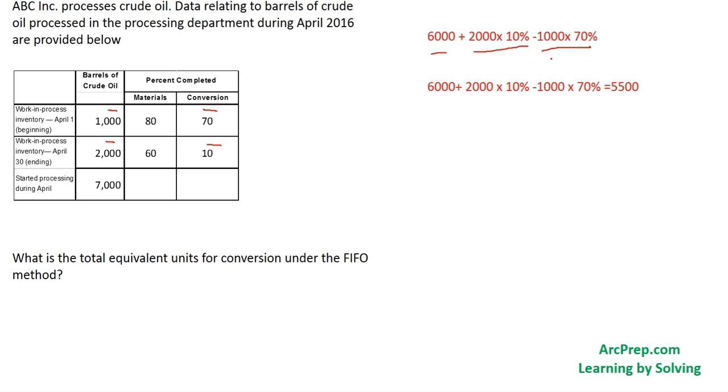Now I converted everything into 100% complete. So we have 700 right here, we have 200 right here, and we have another 6,000. So now I'm completing what I call the total equivalent units under the FIFO method.